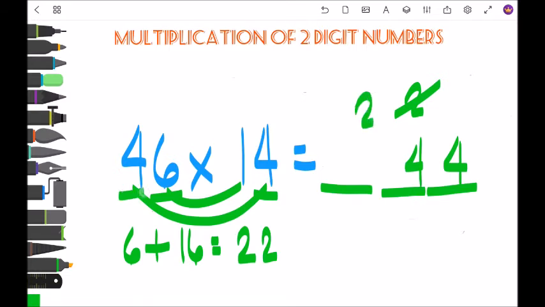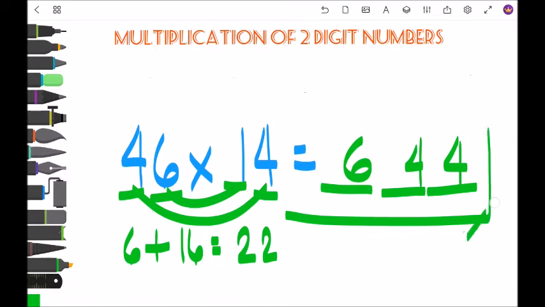And then multiply the first digit. 4 times 1 is 4. Plus 2, 6. So 46 times 14 is 644.